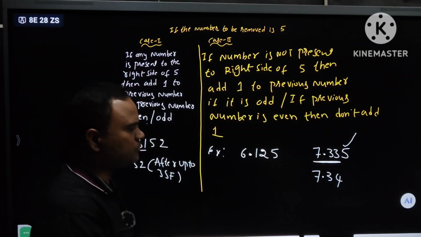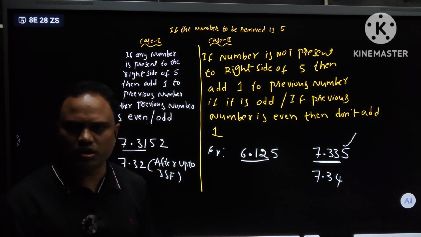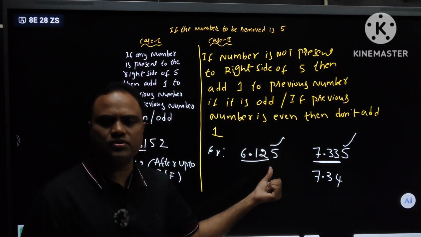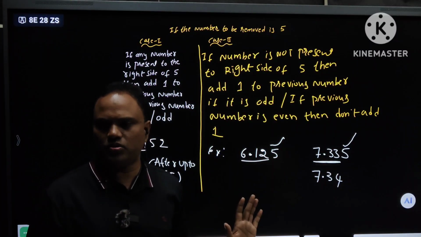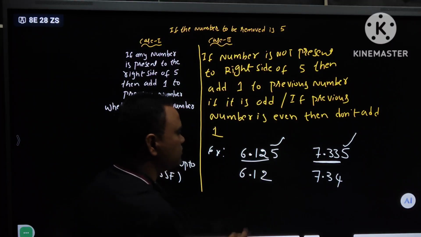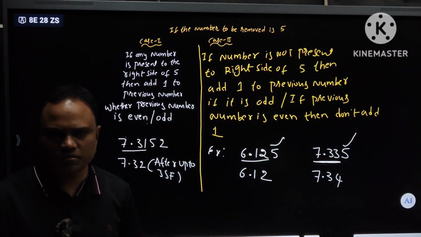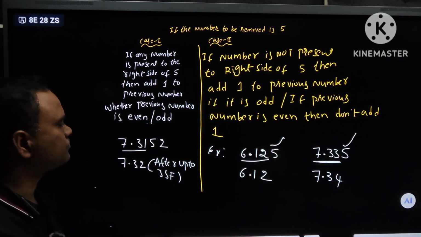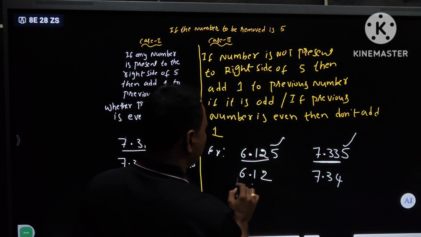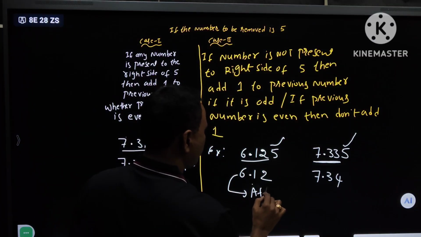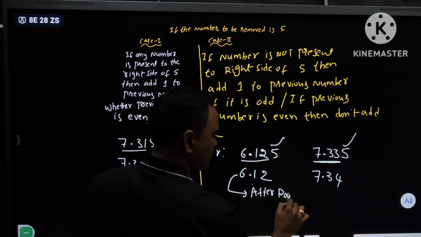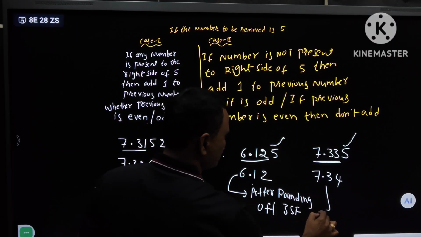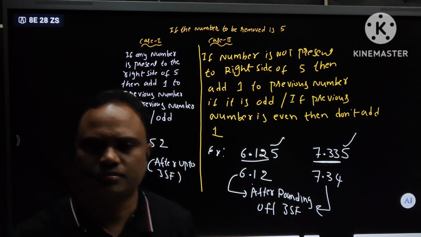In this case, we are rounding up to 3 significant figures, so we have to remove 5. Previous number is even, so remove directly, don't add. 6.12. Okay, these are the rules. These two, after rounding off to 3 significant figures, this is also okay, right.